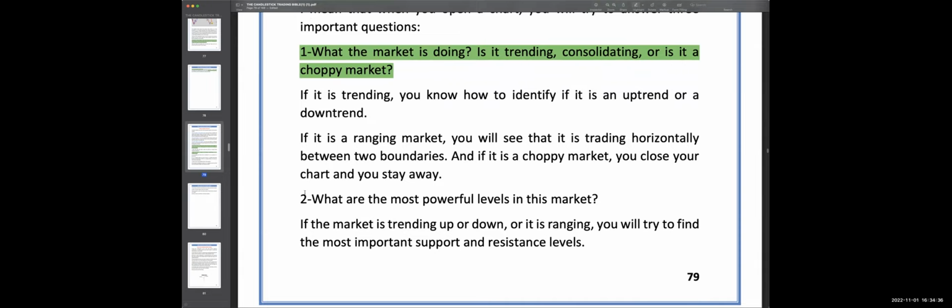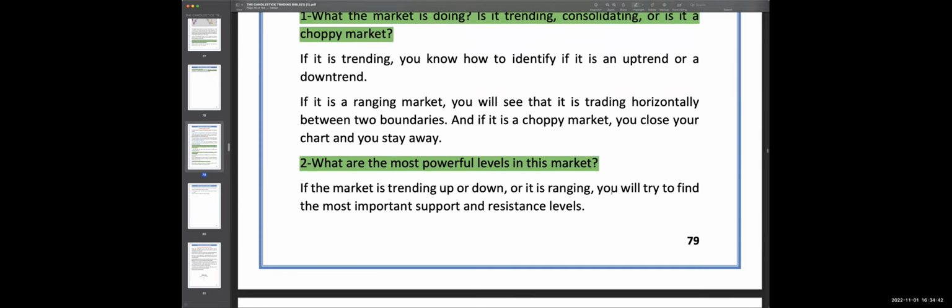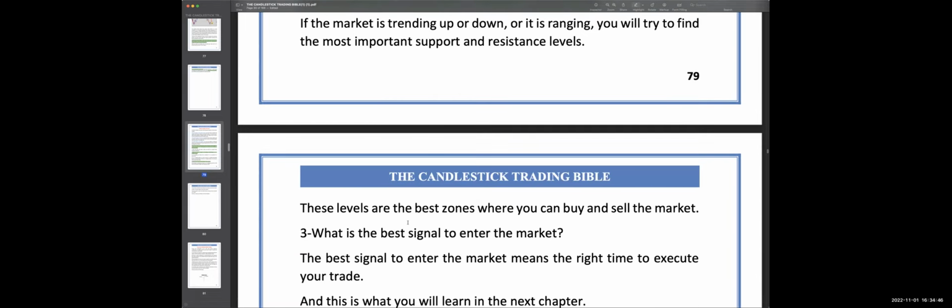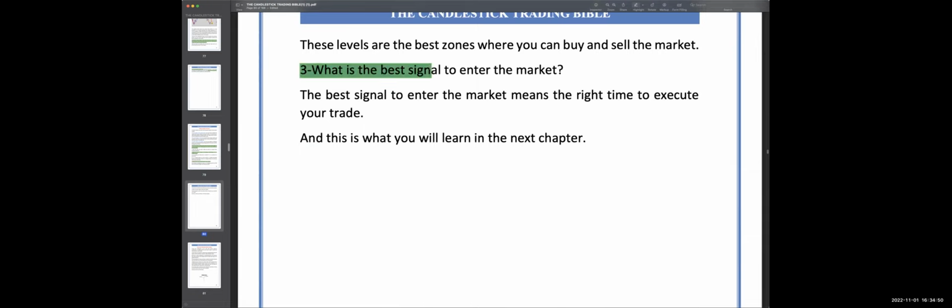What are the most important powerful levels in the market? If the market is trending up or down, or if it is ranging, you will try to find the most important support and resistance. These levels are the best zones where you can buy and sell the market. Number three, what is the best signal to enter the market? The best signal to enter the market means the right time to execute your trade. And this is what you will learn in the next chapter.